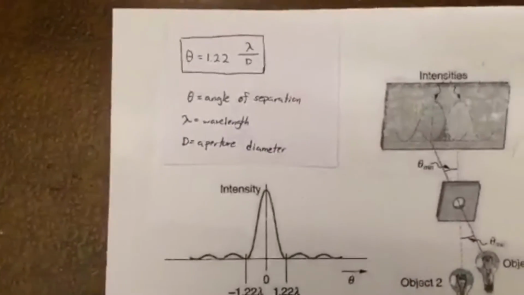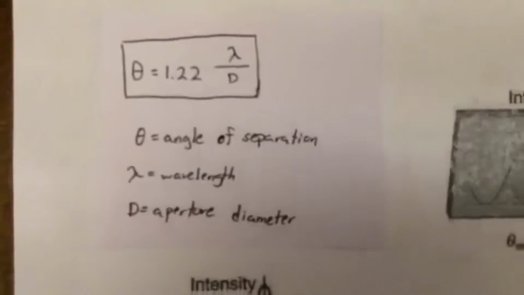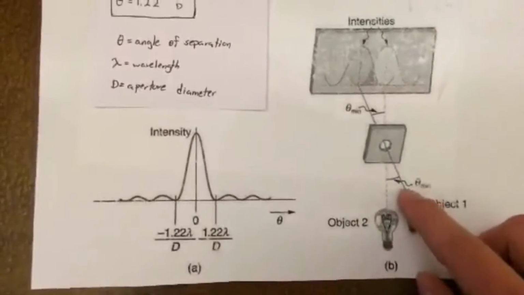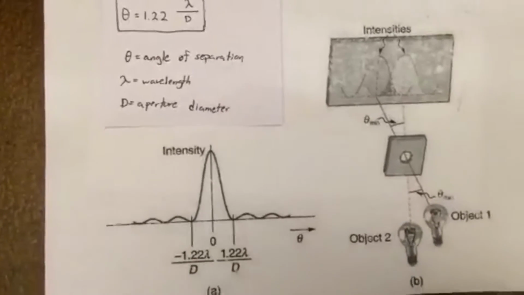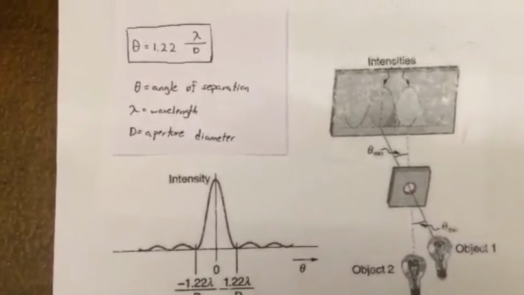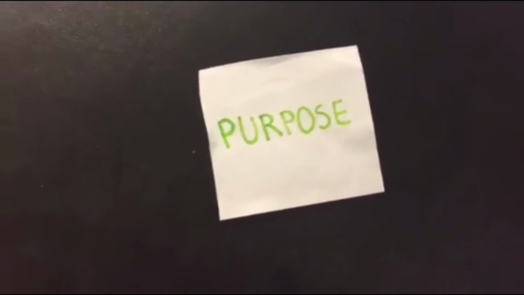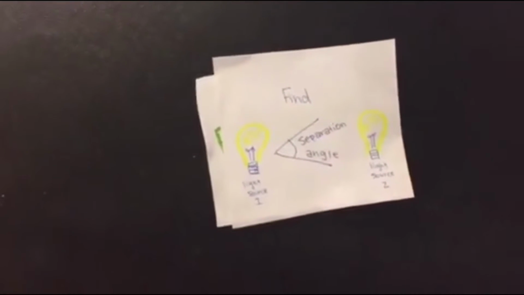The equation is theta equals 1.22 lambda over d, where theta is the angle of separation of the light sources, lambda is the wavelength of the light, and d is the aperture diameter, or the diameter of the hole through which light passes. Also, theta is measured in radians. The purpose of Rayleigh's criterion is to show you the limits of resolution of a telescope aperture and to determine the separation angle between two light sources that are distinguishable from each other.